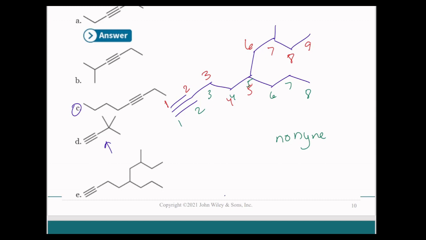Now let's circle our substituents. I have 1 here, and what is that? That is a 1, 2, 3. That's a propyl group. Okay. And then remember, we're going along the red path, so let's highlight the red path.